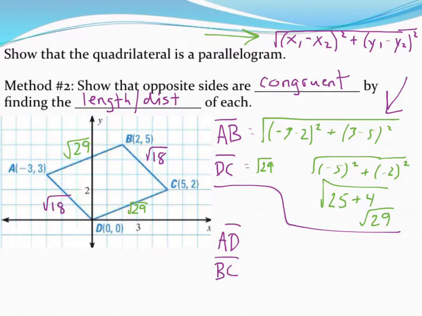And so what I see here is that I have one pair of opposite sides that are congruent, and a second pair of opposite sides are congruent. Therefore, this figure is a parallelogram.